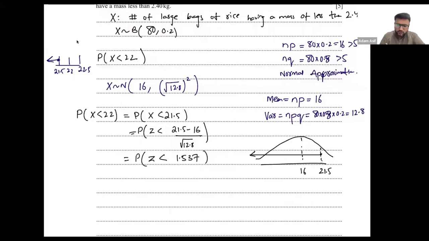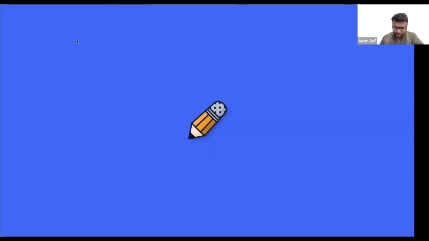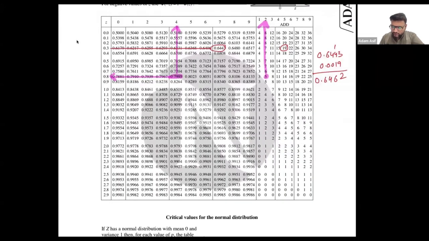1.537. Okay. Now 1.537 is the Z score. We are going to read the body area at 1.537. So go back to the table. 1.53 and 7, which is 8. So 0.9370 plus 0.0008, that's 0.9378. Okay, so 0.9378 is the answer.